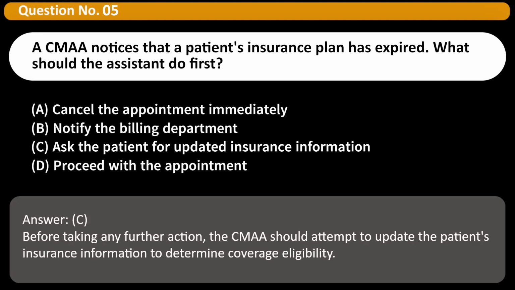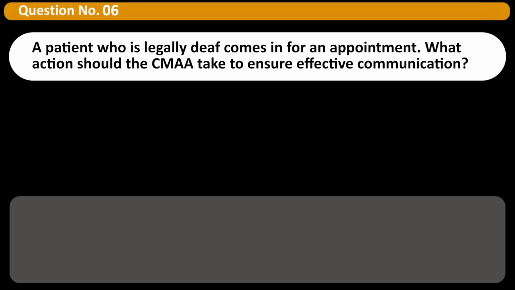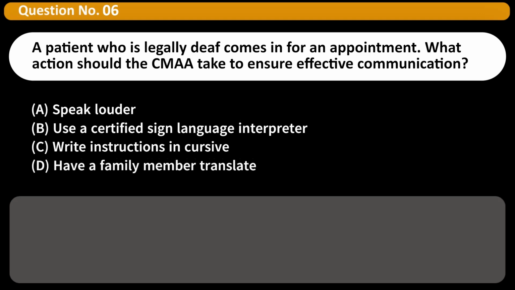Answer: C. Before taking any further action, the CMAA should attempt to update the patient's insurance information to determine coverage eligibility. A patient who is legally deaf comes in for an appointment. What action should the CMAA take to ensure effective communication?